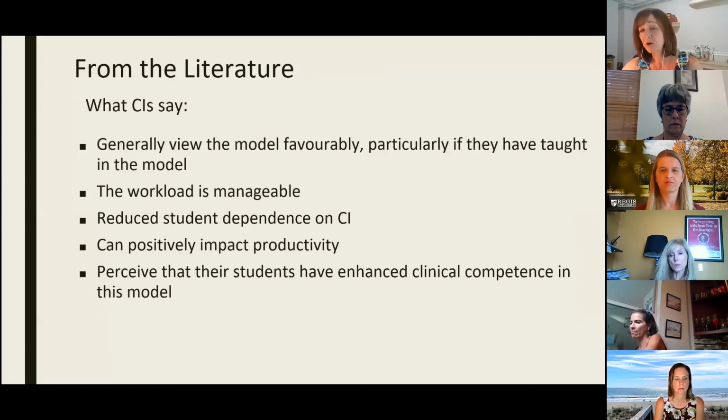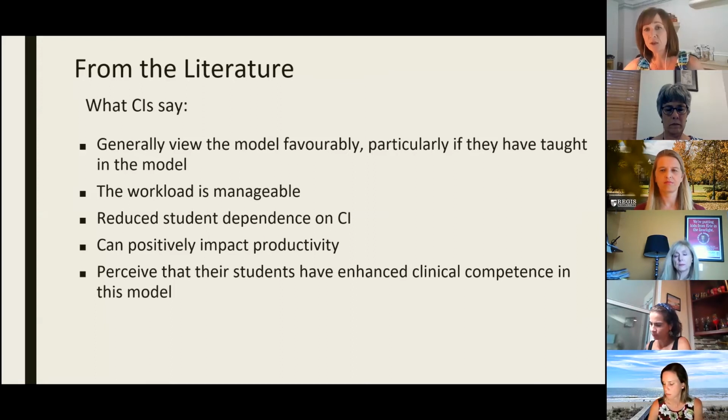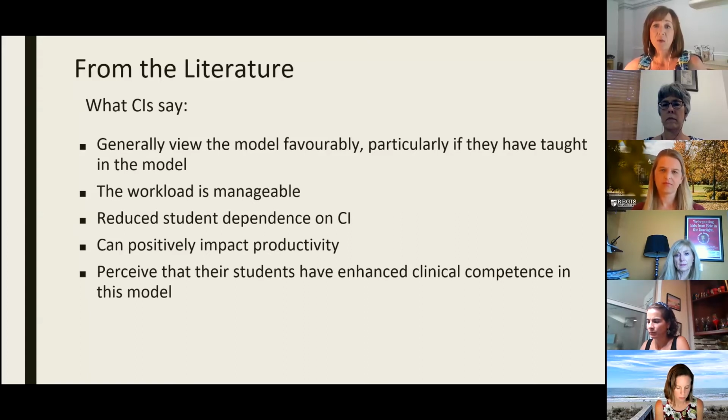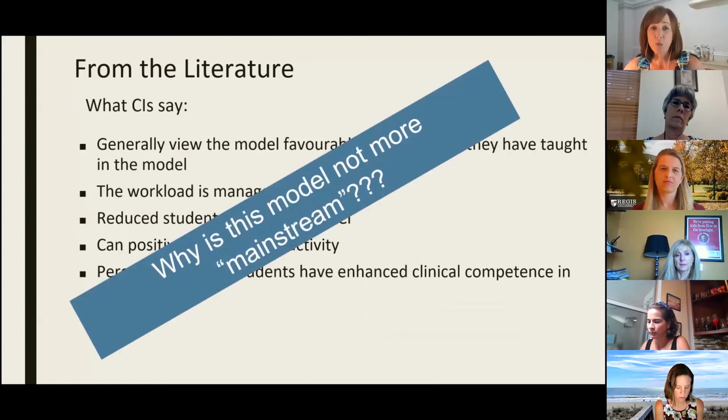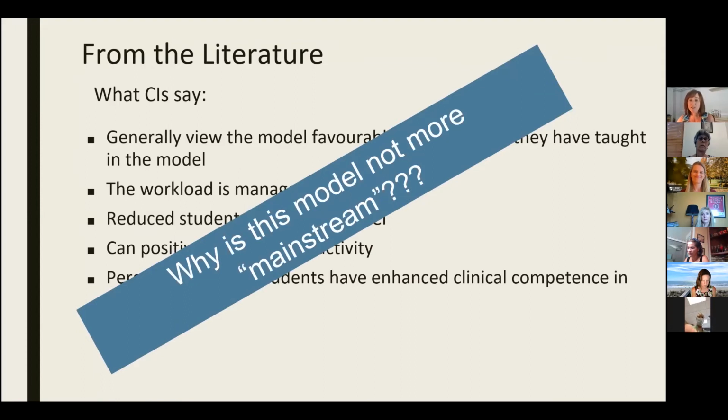There are positive productivity numbers that come out of this, particularly in acute care. That's been looked at in a couple of current studies in the literature. And CIs perceive that their students learn better in this model. But we know that they need a supportive environment in order to do this. So if we know all these benefits are there, why is this not more mainstream? So one is that we're discovering they need this supportive environment. They need to be prepared. They want teaching strategies.